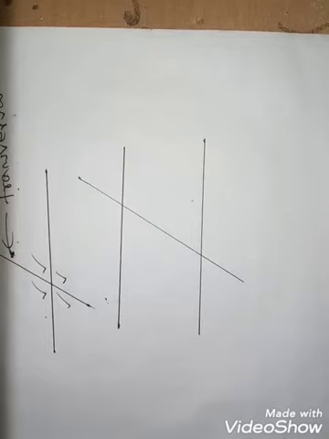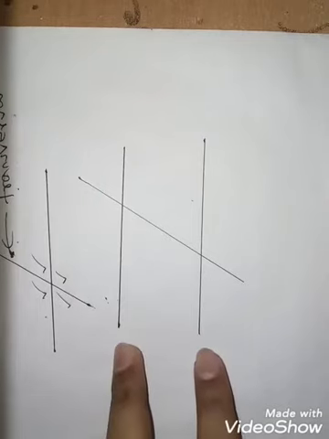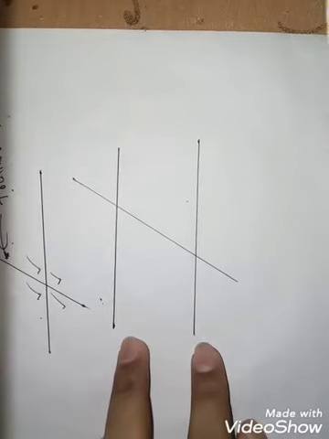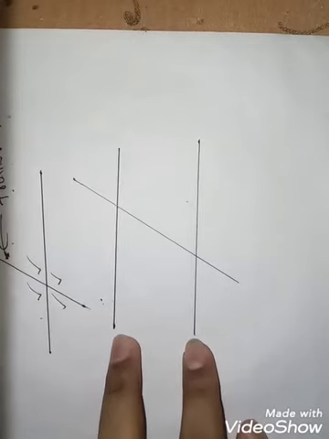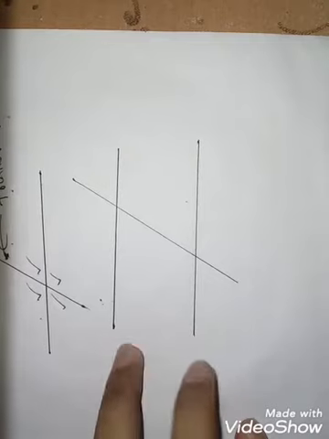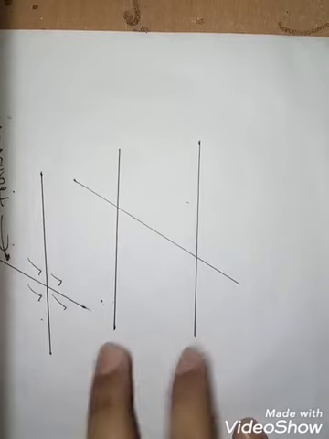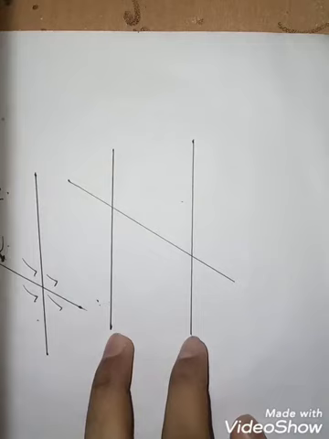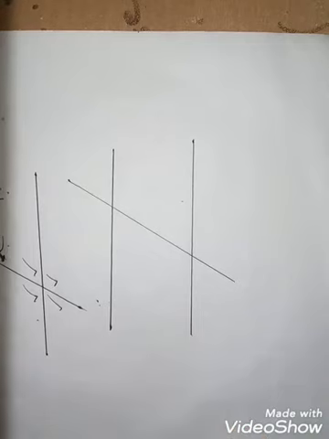If a transversal intersects two straight lines, and those straight lines are also parallel to each other, these two lines should be parallel. Only then can we say that the alternate angles are equal to each other.